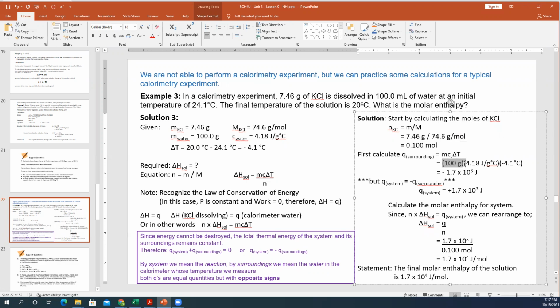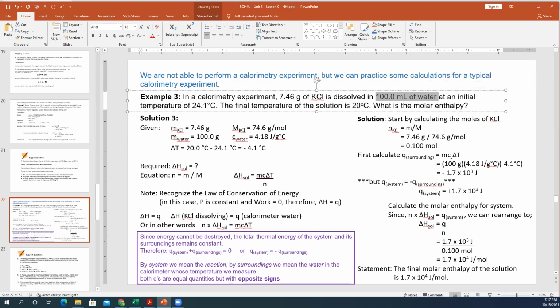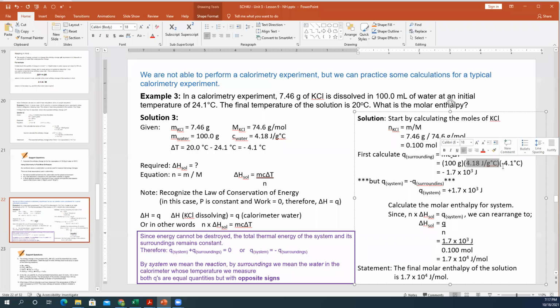The m is 100 grams. Remember, we had 100 mL of water. That's 100 grams of water. The specific heat capacity of water and the change in temperature of water. So that is equal to minus 1.7 times 10 to the 3 joules.